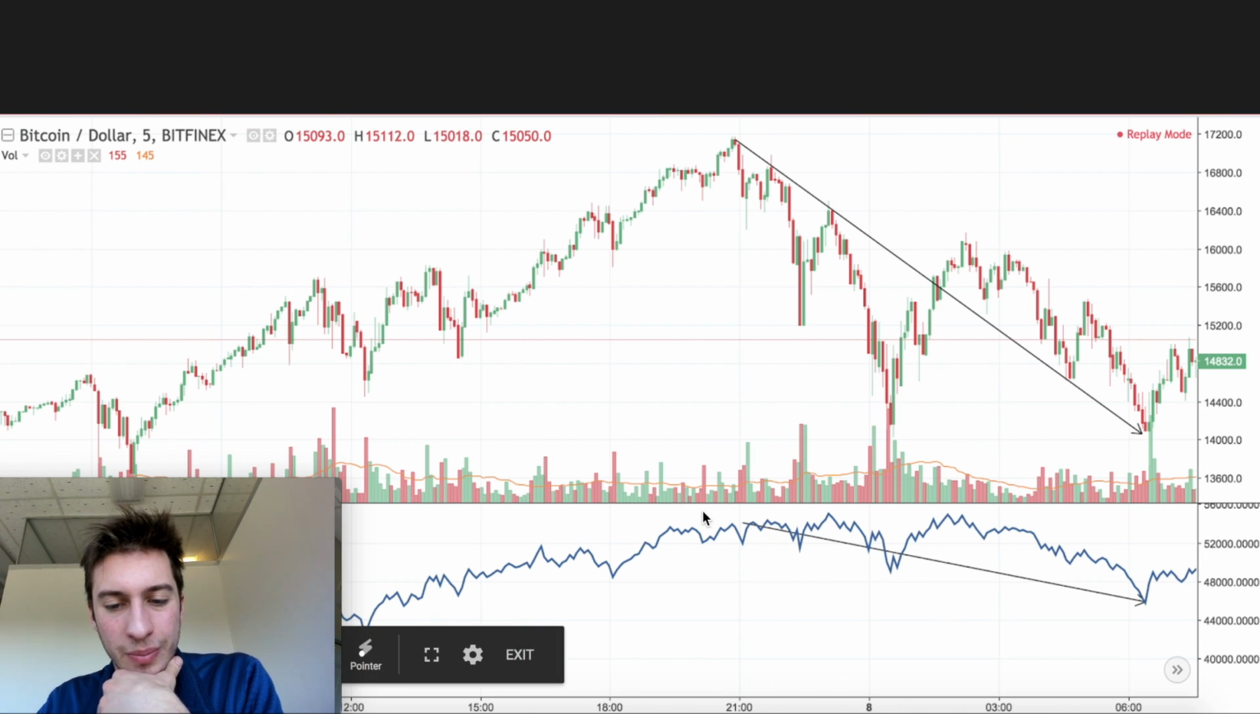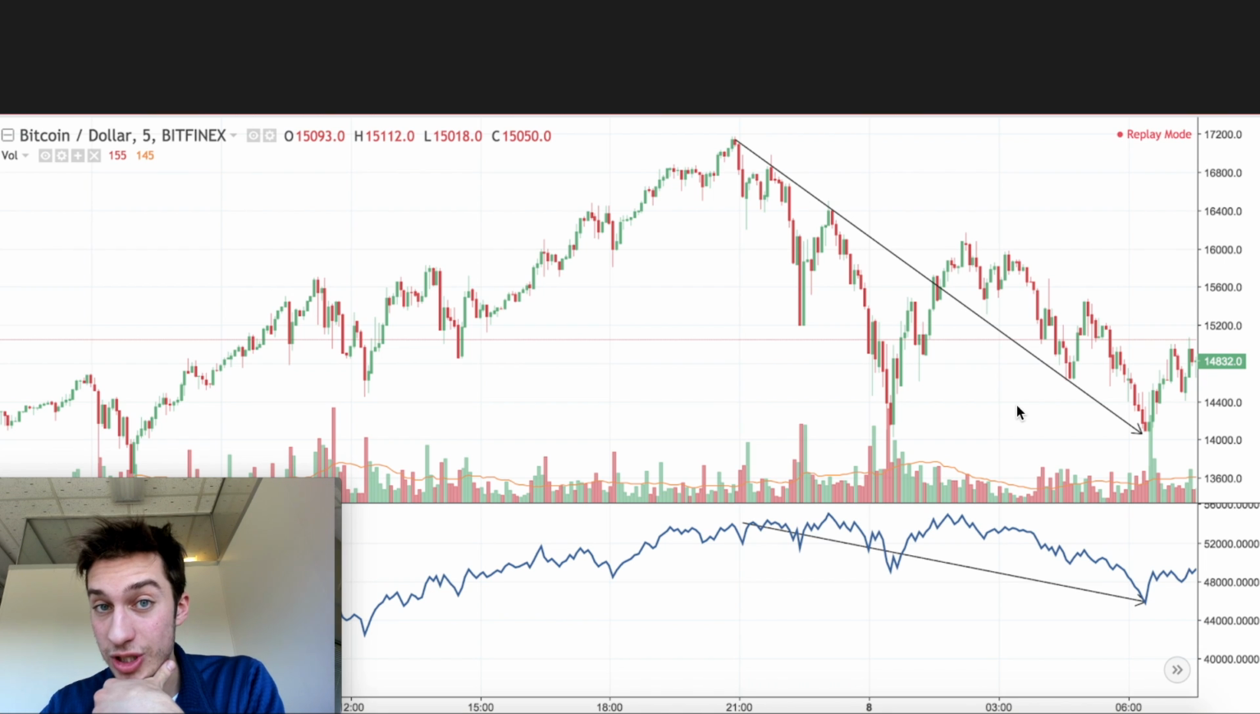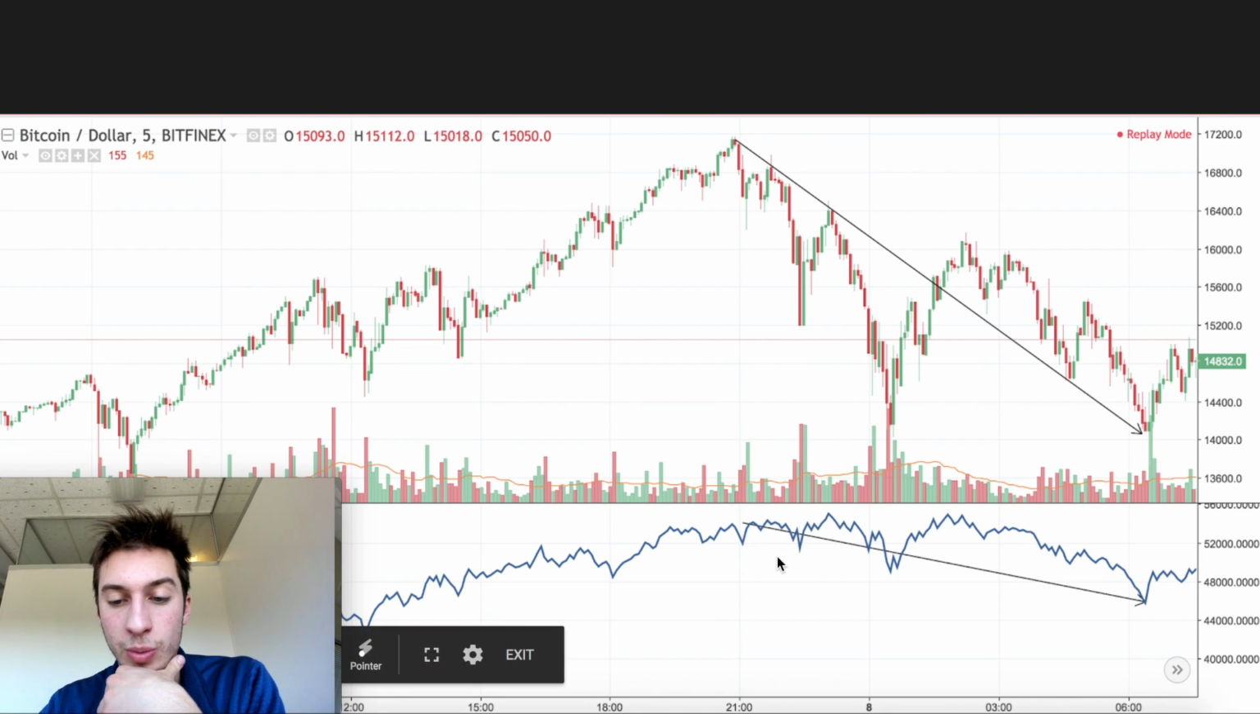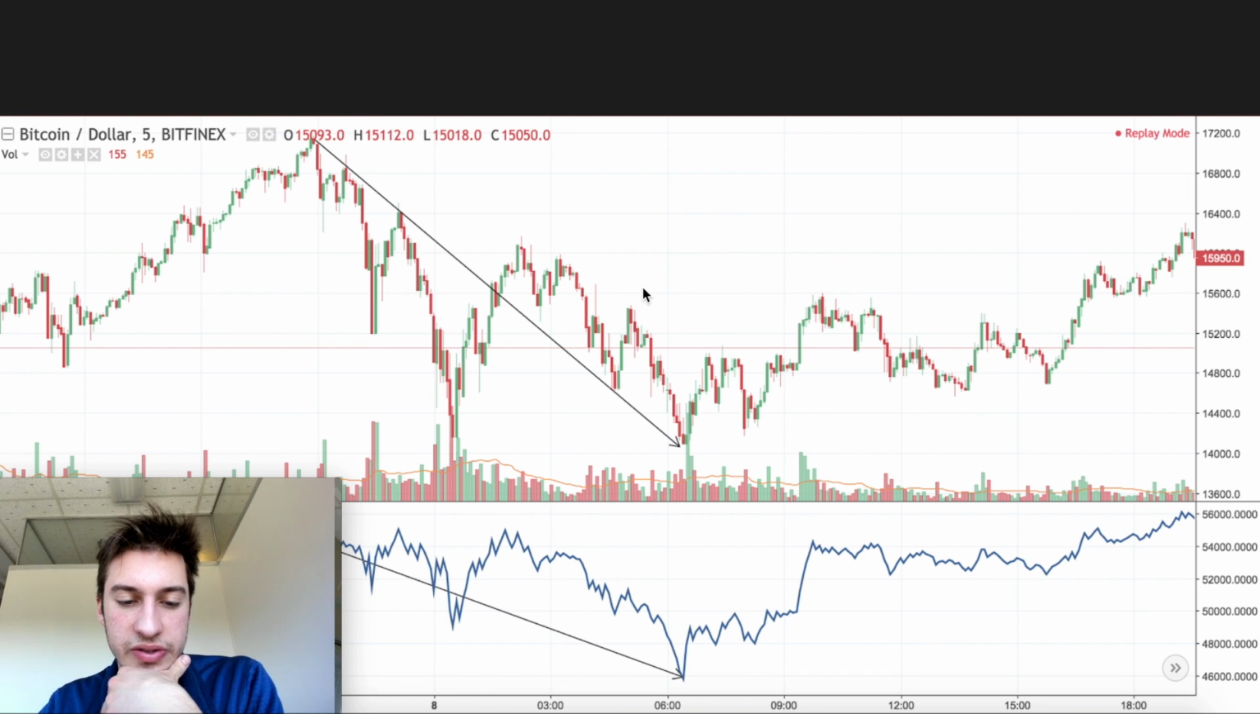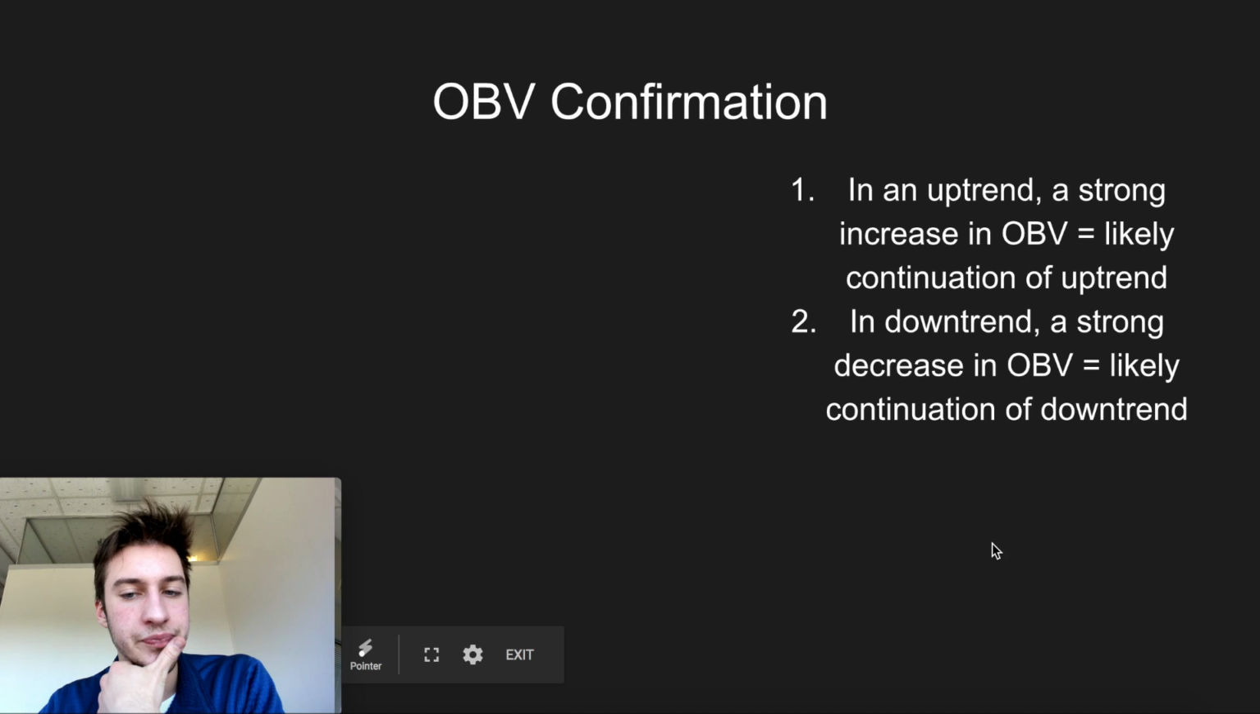OBV doesn't really move that much, and throughout the entire trend, OBV is not really changing much, as you can see. So this isn't exactly bullish divergence, because that would be if OBV was going up while price was going down. This is just showing a weak bearish trend, and that's what occurred. We had a significant retracement that went back up to previous resistance, as you can see there.